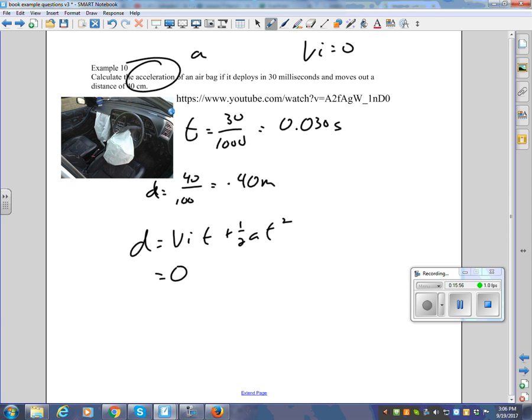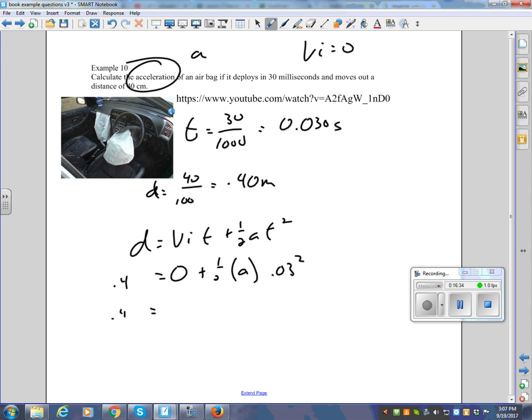Initial velocity is 0, multiplied by the time is 0. Plus 1/2 our acceleration, which we're finding. And we know the distance, so that's going to be 0.4. And our time is 0.03 squared. Now how should I go about solving this? How about we leave the 0.4. We're going to take 0.03 squared and then take half of that.